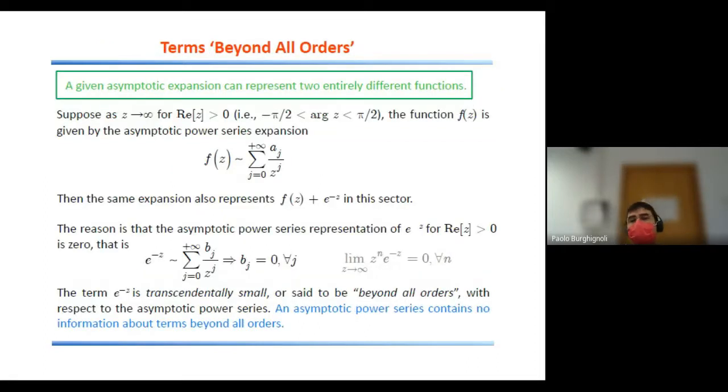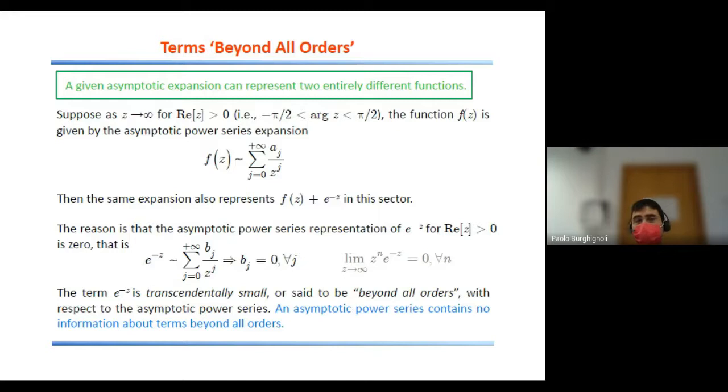Now, an interesting thing is the possible existence of terms beyond all orders, as they say. They come about in explaining why a given asymptotic expansion can represent two entirely different functions. We observed that there is a uniqueness property. So if you are given the function, then a given function has a unique asymptotic expansion. But the reverse is not true.